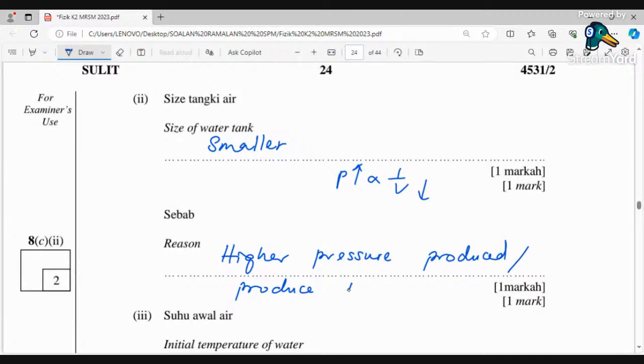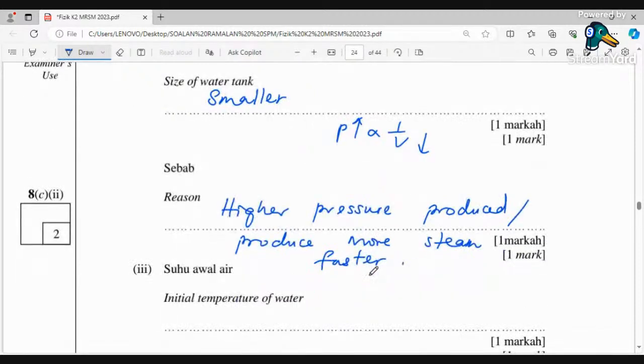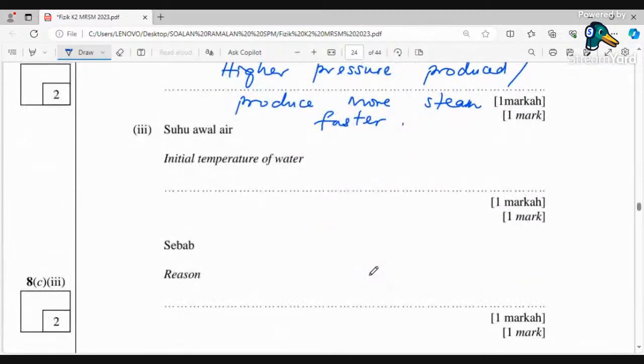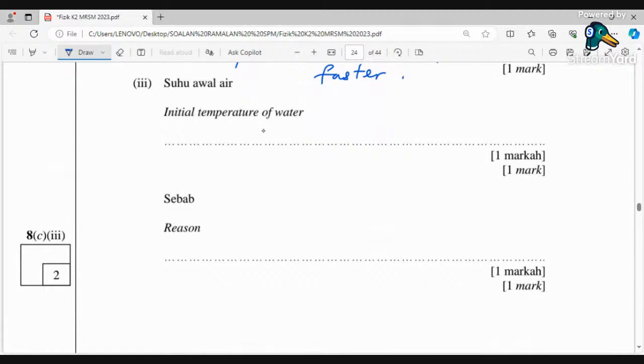Produce more steam faster. Okay, ini sebab kita nak smaller water, higher water pressure. Okay, initial temperature of water kita sebut higher. Okay, apa reason? Okay, produce more heat energy.